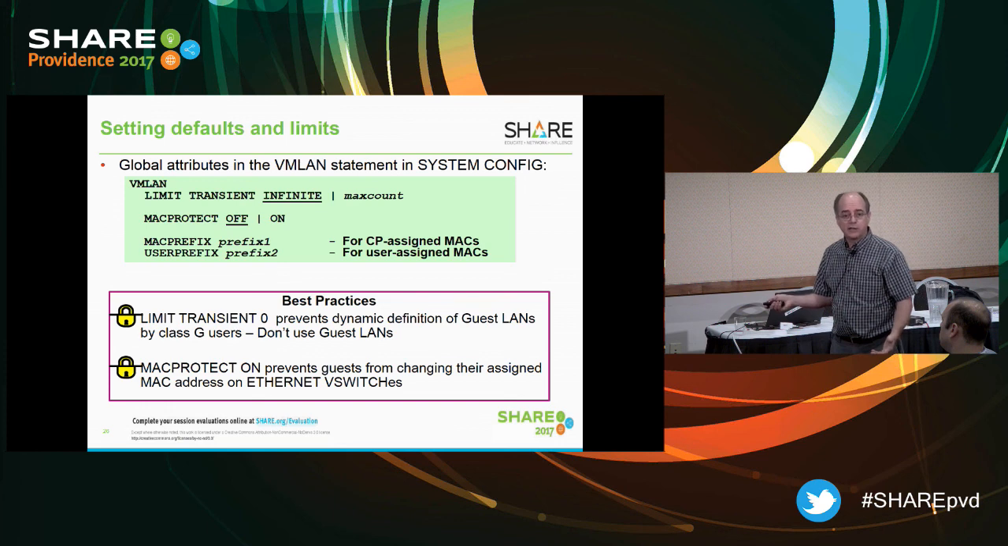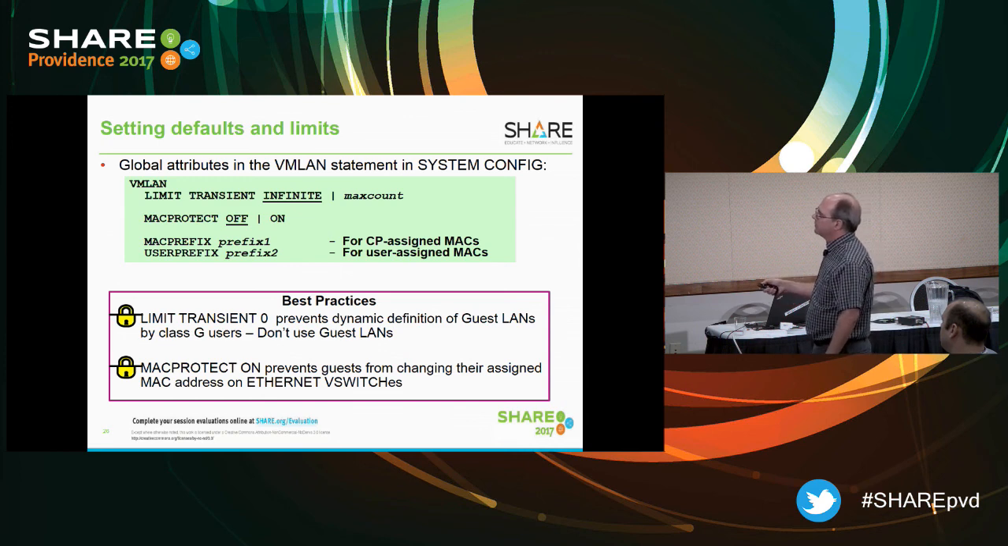I'm a security guy. I'm a network guy, so I'm a network security guy. So that means I want to set limit transient 0. Okay? So your first thing you'll do is go into your system config file, say limit transient 0, because the default is infinite. And we want the opposite of that.